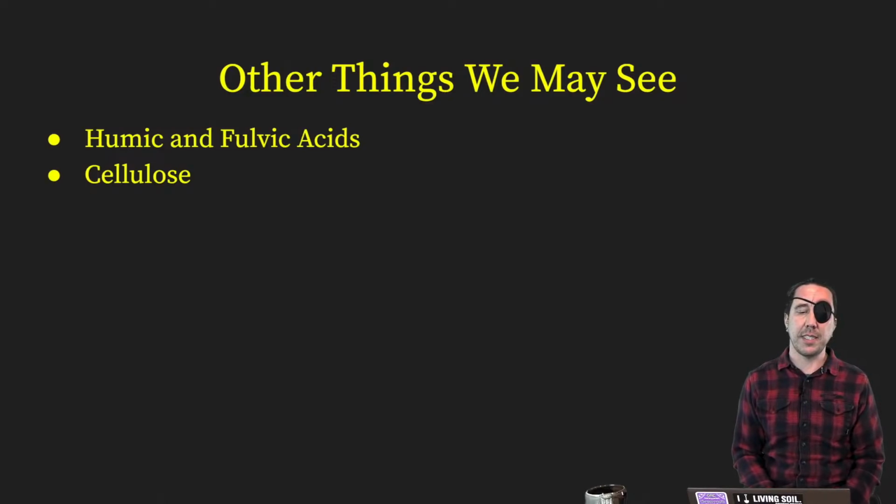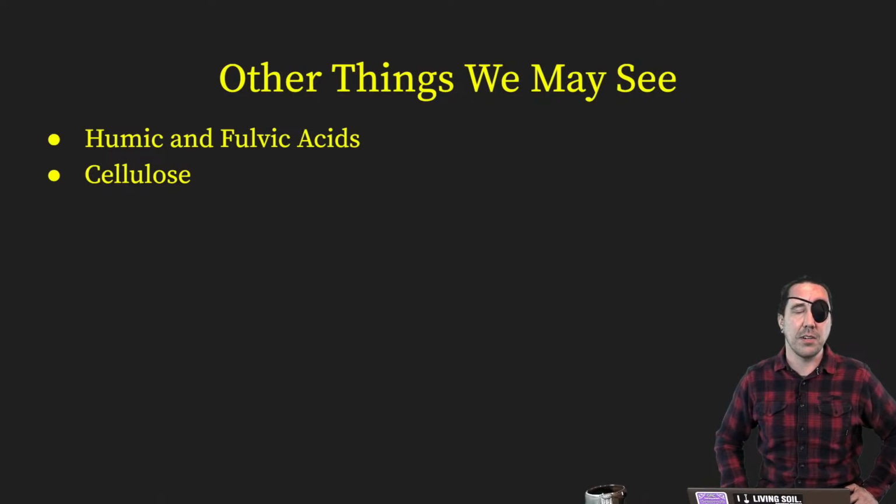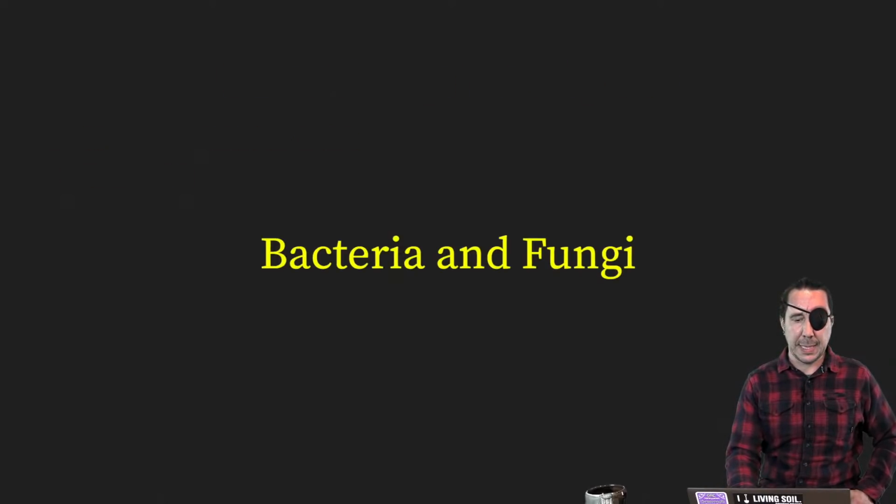Other things that we might see, I meant to fill this list out a little bit more. We're probably going to see some humic and fulvic acids within the aggregates of organic matter. We may see some cellulose if anybody's thrown some paper into the compost pile. We might see rotifers. There's a number of things that we could see, but we'll stick to the basics here.